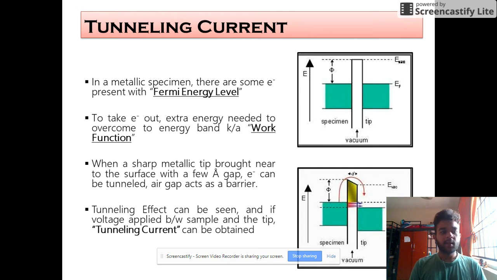Tunneling current. In a metallic specimen, there are always some Fermi energy level electrons. If you want to take them out, you have to put in some energy, which is known as the work function. Suppose you bring a tip within a few angstroms' gap. Then the air gap will act as a barrier, and electrons can easily pass through. In this way, we can see the tunneling effect, and so a tunneling current can be obtained.